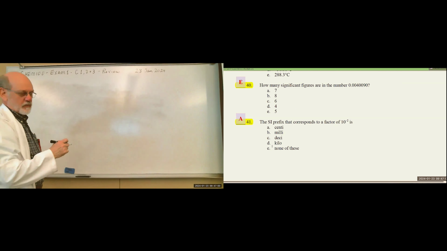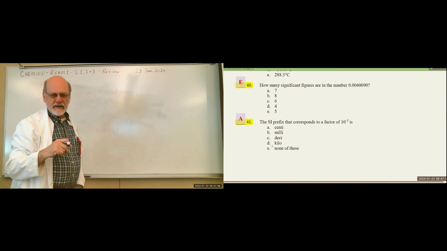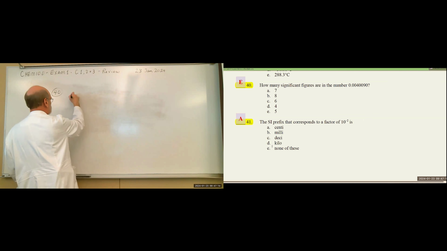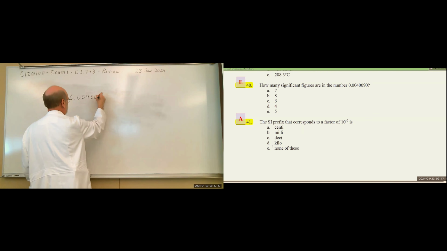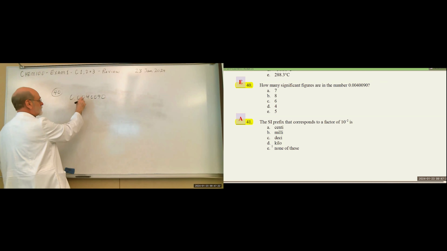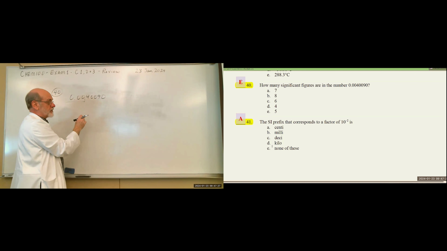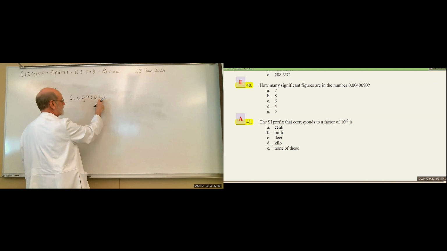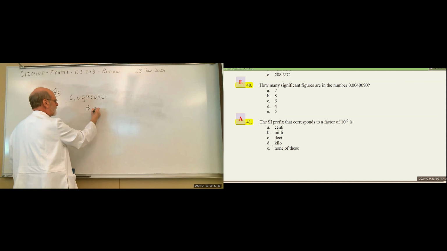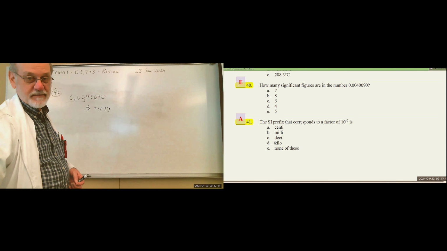All right. More significant figures. 40. How many significant figures are in this number? 40090. Well, we know that these zeros are not significant. These are bracketed by non-zero numbers, so they're significant. And this one is significant because there's a decimal right there. So 1, 2, 3, 4, 5. 5 significant figures. Okay, answer is E.